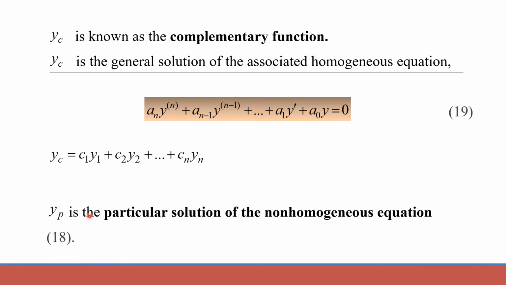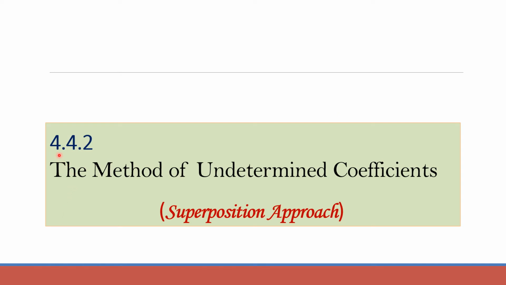The yp is the particular solution of the non-homogeneous equation. How do you find the yp? This is what we're going to discuss in chapter 4.4. Section 4.4.2 shows us the method to find the yp, and the method is known as the method of undetermined coefficients. And the approach that we are going to use is specifically known as the superposition approach.